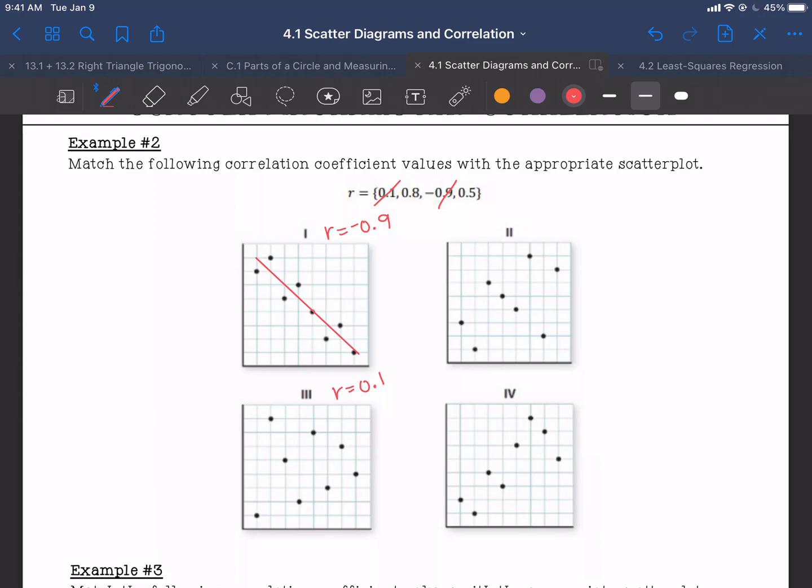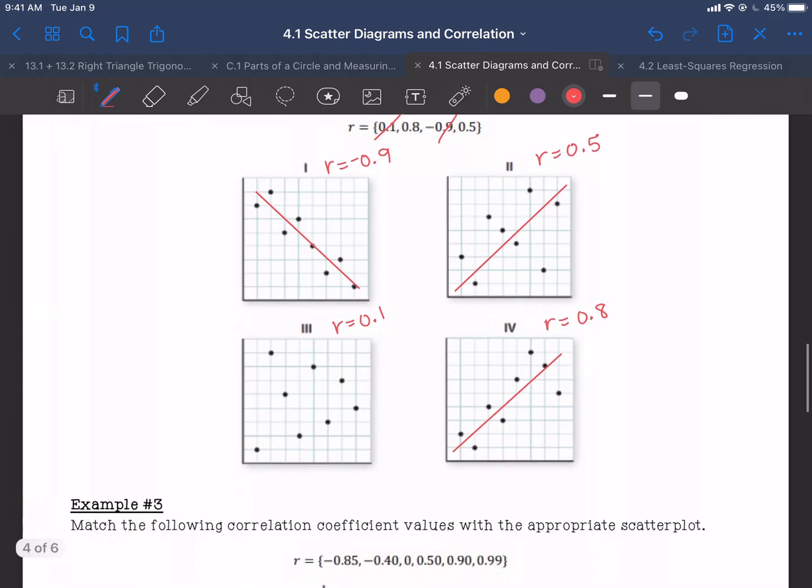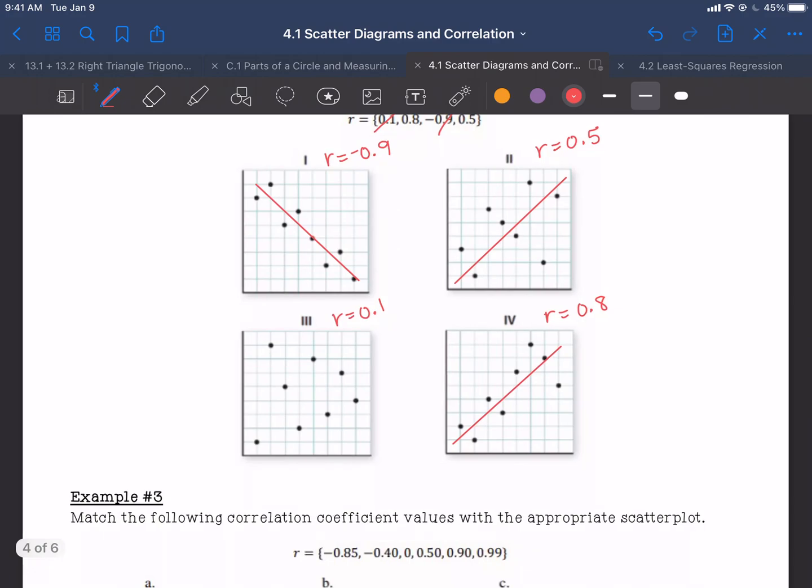And then between graphs 2 and 4, if I was drawing a line of best fit, the data points would be closer to the line in graph 4 than in graph 2. So we would say graph 4 might have a correlation coefficient of 0.8, and graph 2 would have a correlation coefficient of 0.5. All right. Same thing happens with example 3 here. We just have more to choose from.